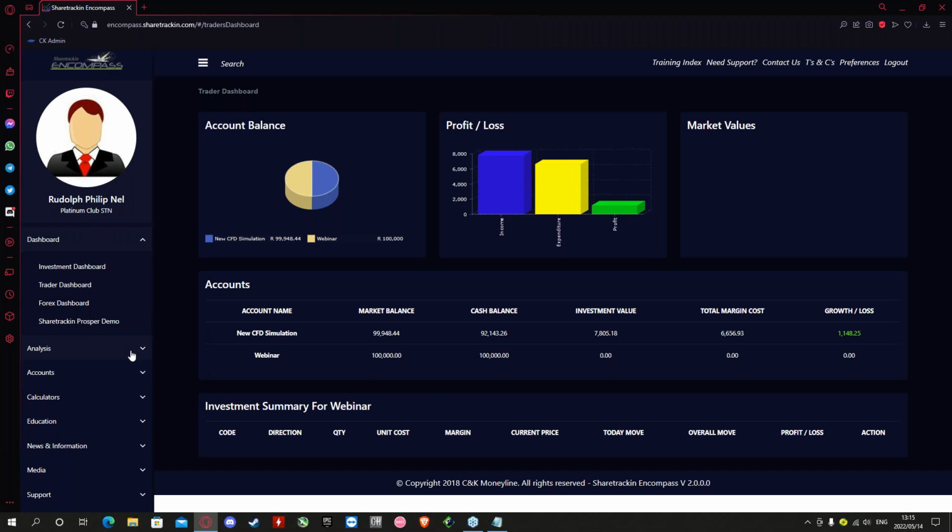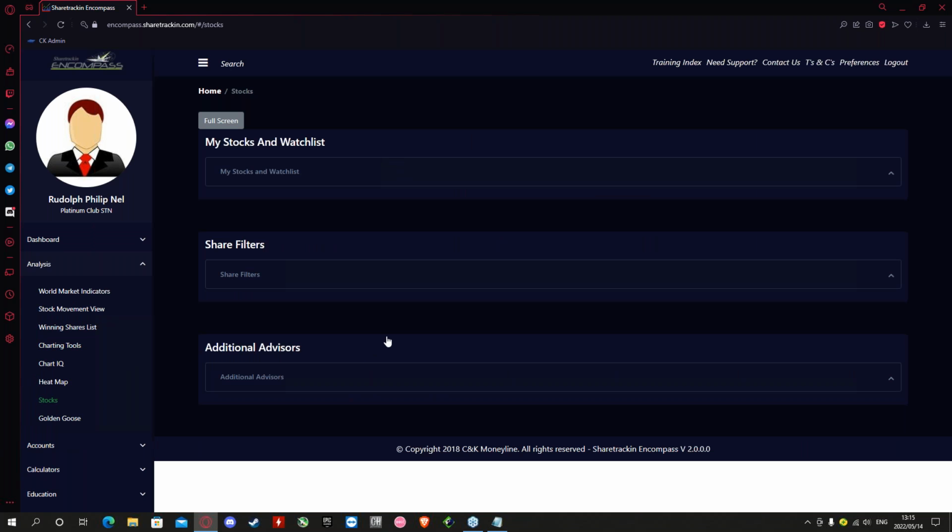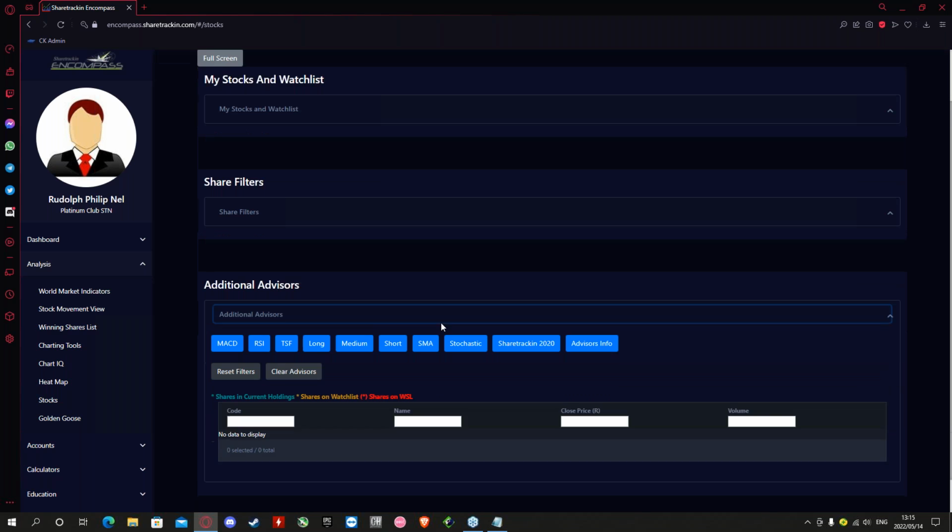Okay, investment summary for webinar. We're going to go to analysis and then stock. We want to select shares now from the additional advisor. You're not going to use your share filter for it. Don't use the share filter for your CFD trades. You're going to really struggle to find any good CFD trades on your share filter. We're going to go to additional advisors.